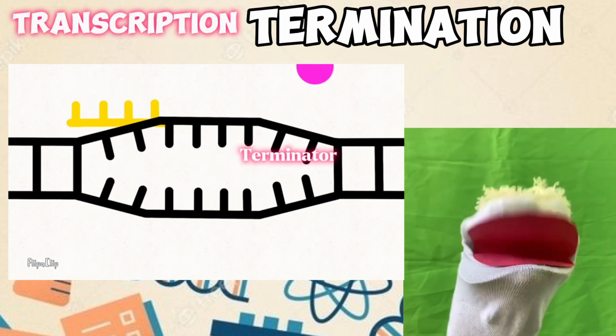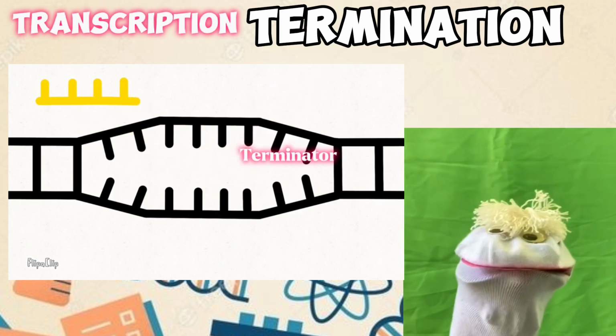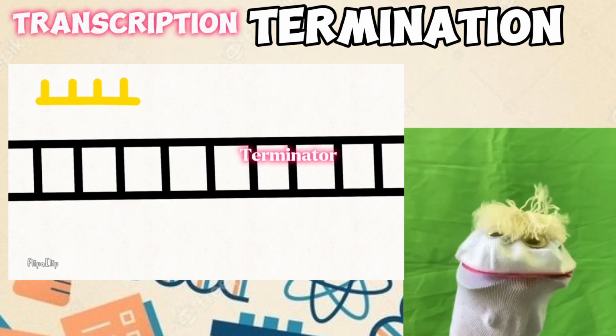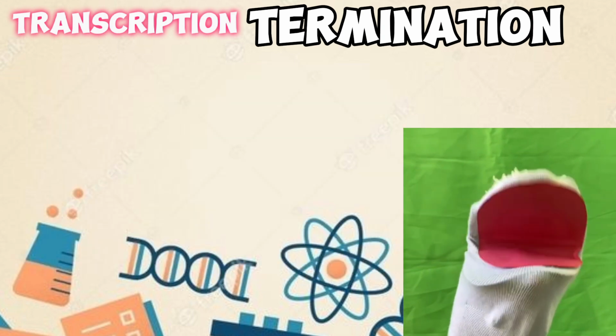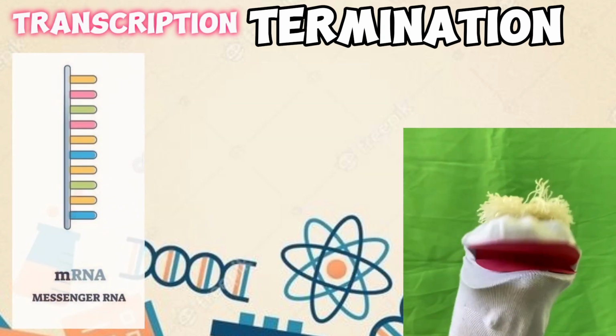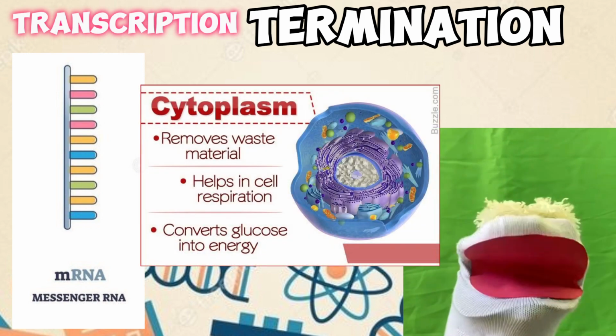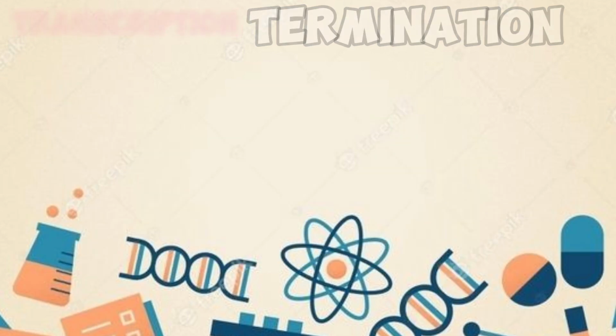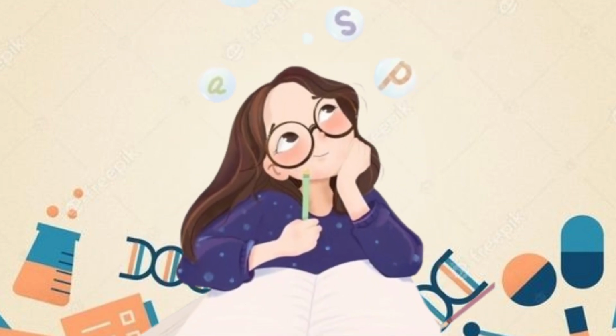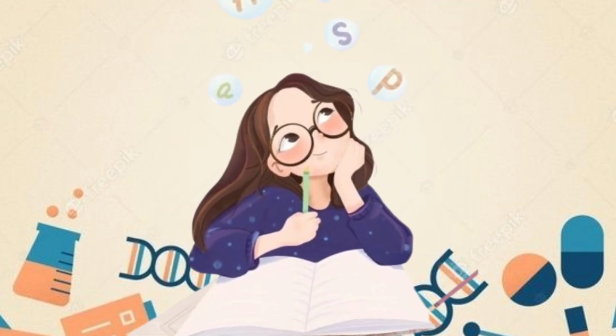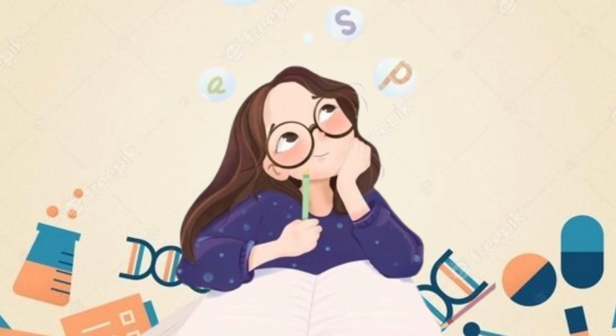This indicates the end part of the DNA to be copied, allowing the polymerase to detach from the RNA and the DNA strands. The mRNA carrying the DNA sequence will leave the nucleus going to the cytoplasm. As we already know what transcription is, let's move forward and know what translation is.